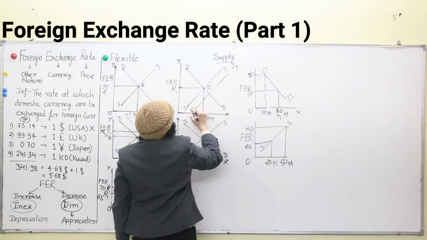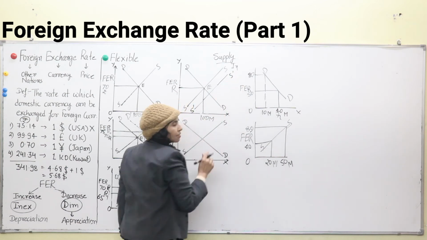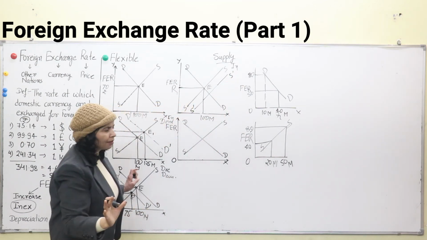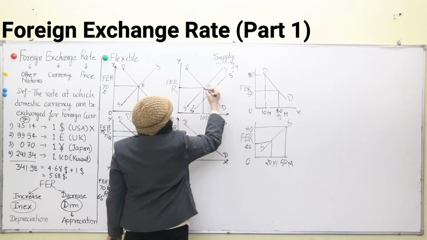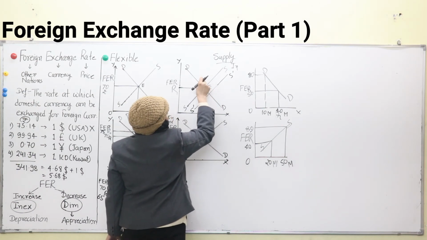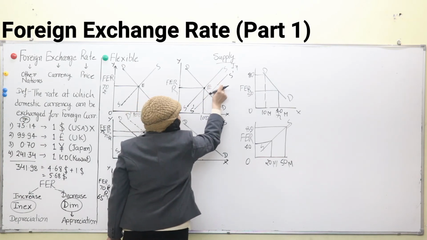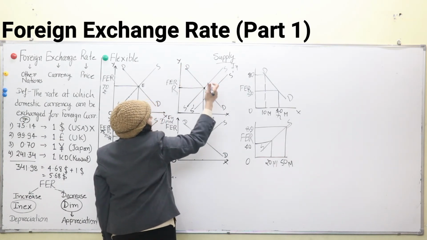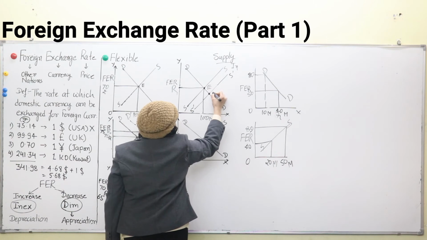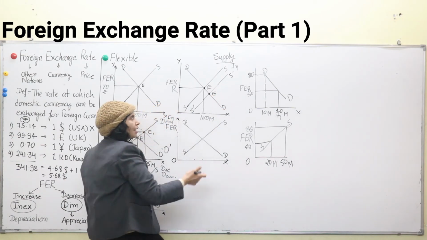Now, your new supply curve is S dash, S dash. This is very simple again, demand and supply. Your old supply curve was cutting your old demand curve at point E. Now, your new supply curve and old demand curve are intersecting at point E dash.